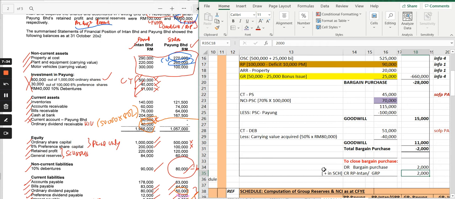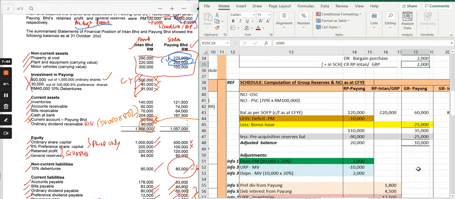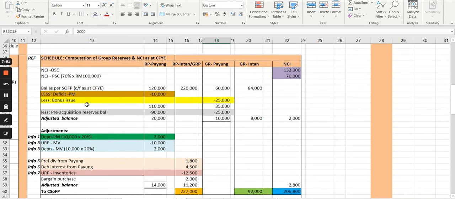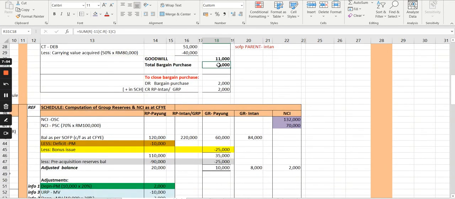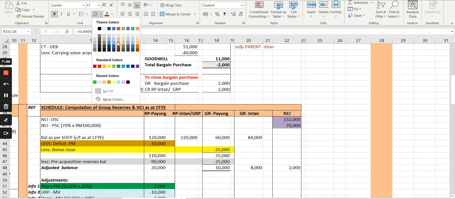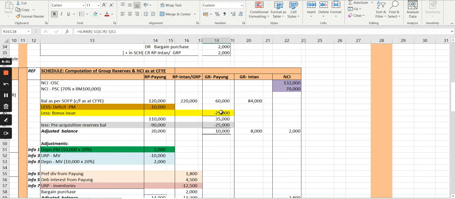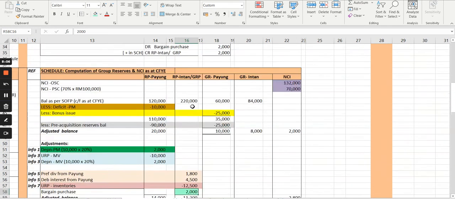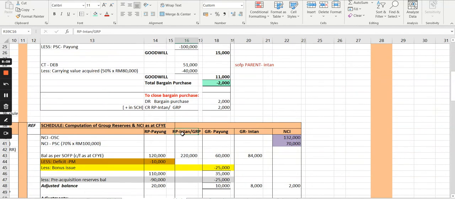So if it's impairment, you will normally debit the retained profit, impairment loss. But here it is a bargain purchase, so it will be credited to the retained profit. I will enlarge the size here. All right, so you will see that the bargain purchase of 2,000 will be included here, being added to the column under the group retained profit.